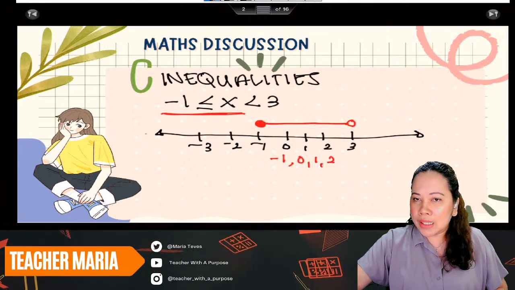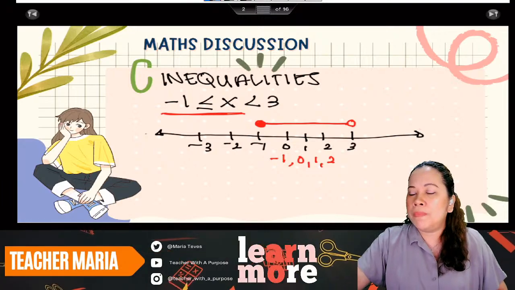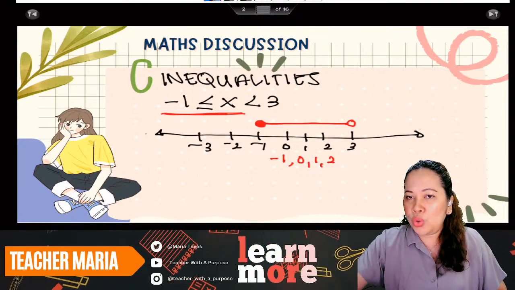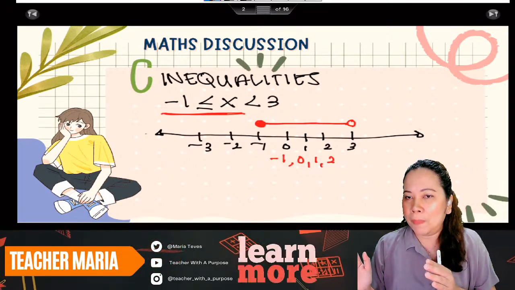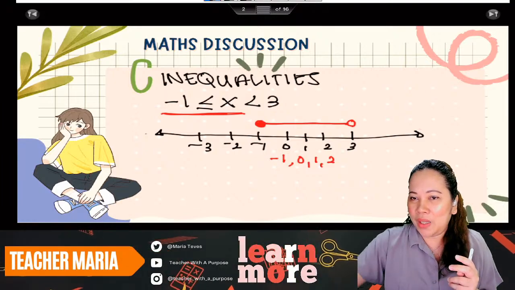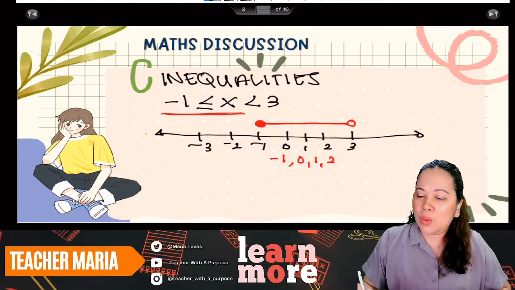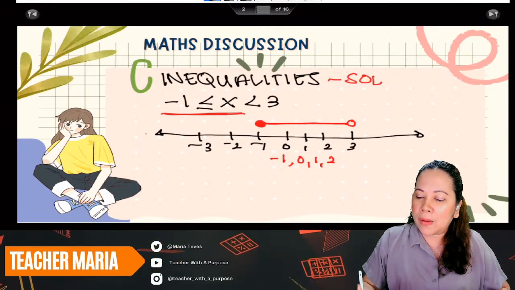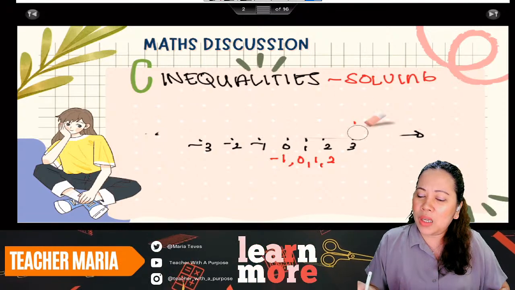So inequalities behave in a similar way to equations. Whatever we do to one side of the equation, we have to do the same to the other side. However, there is just an inequality sign. Okay, so this is how we solve. So we are on the solving of inequalities. So how do we solve inequalities?